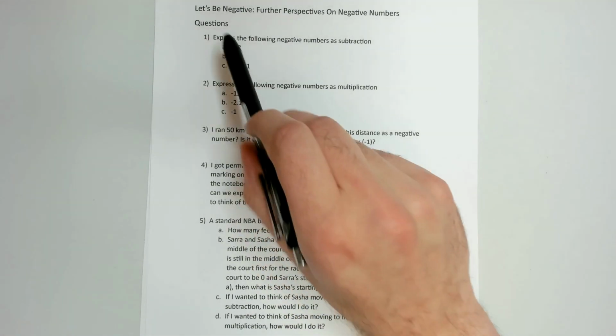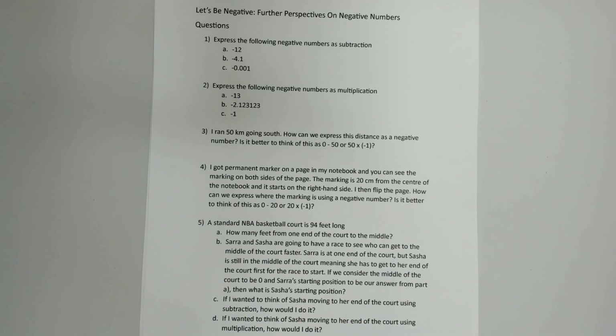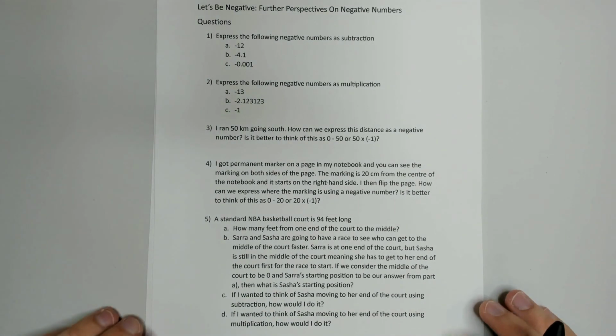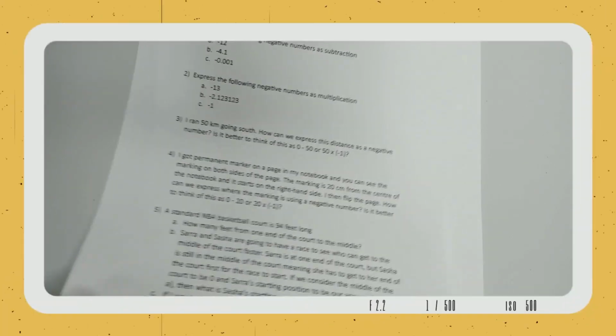Well, last time we looked at further perspectives on negative numbers. In particular, we saw that a negative number could be thought of either as subtraction or as multiplication, and how both of those have different flavors or perspectives on what it means to actually be a negative number. So we're going to get comfortable with those ideas with these questions I've prepared for you today. So go ahead, pause the video. I have them all written here, and take a shot at them. Assuming you've done that, let's go through them together now.